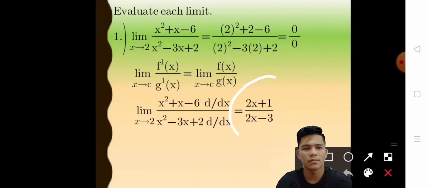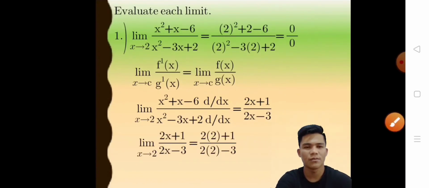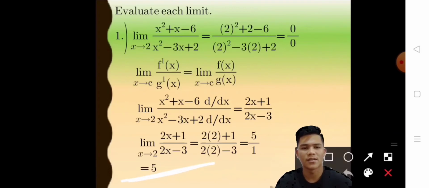So in this form, let's try to plug in the value of x, which is 2. So we have 2 times 2 plus 1 and also 2 times 2 minus 3. So the result of this is 5 over 1, which is 5. The final answer is 5. So the limit as x approaches 2 of x squared plus x minus 6 over x squared minus 3x plus 2 is equal to 5. This is our final answer.